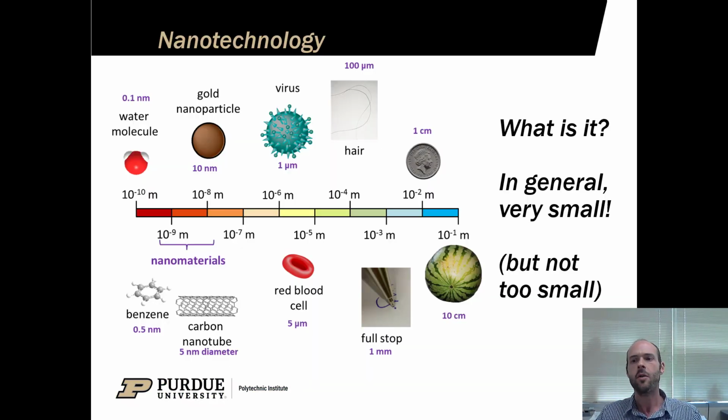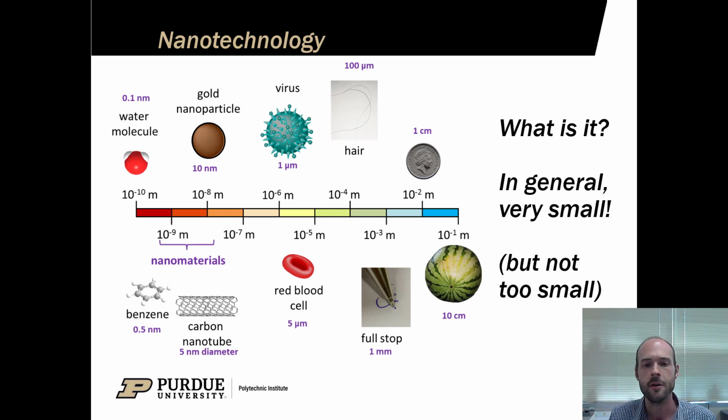So in general, when we talk about nanotechnology, we're talking about creating elements that are very small, much smaller than we can visualize. So if we look at our scale here, on the very right hand side we have a watermelon moving left through a few common items. You have a dime and then a hair at 100 micrometers. We're still too large. A red blood cell, which most of us have encountered in our education at some point. The concept of a red blood cell is still a number of micrometers, which is thousands of nanometers.